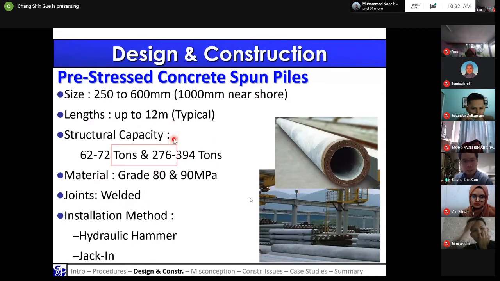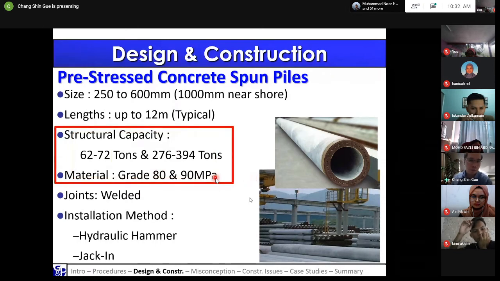But here you can see that the capacity is much larger, it can be up to 394 tons, and the concrete grade can be grade 90 or 80. And the installation method is the same as your RC pile, which is through hammer or jack-in.